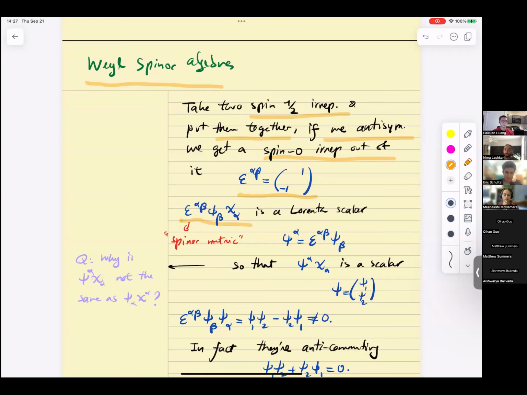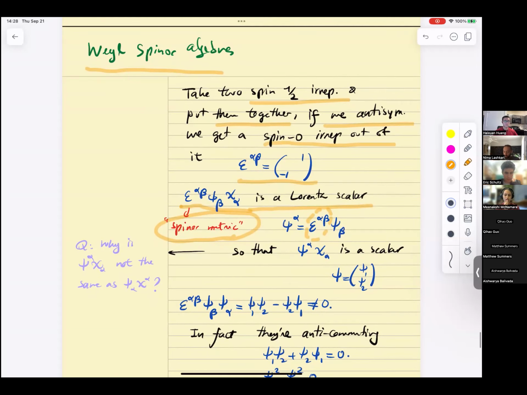I'm working only with left movers, left Weyl spinors. This is a Lorentz scalar. This is sometimes called the spinor metric. Don't try to read too much into it. The reason it's called the spinor metric is that I can use this epsilon tensor to raise and lower indices. And this guy is a scalar in this notation.